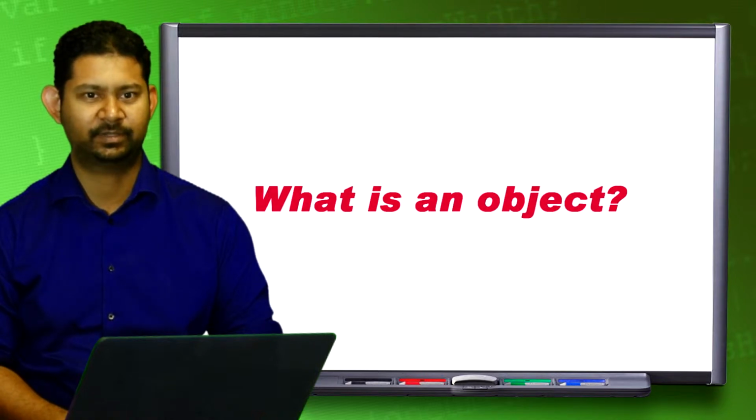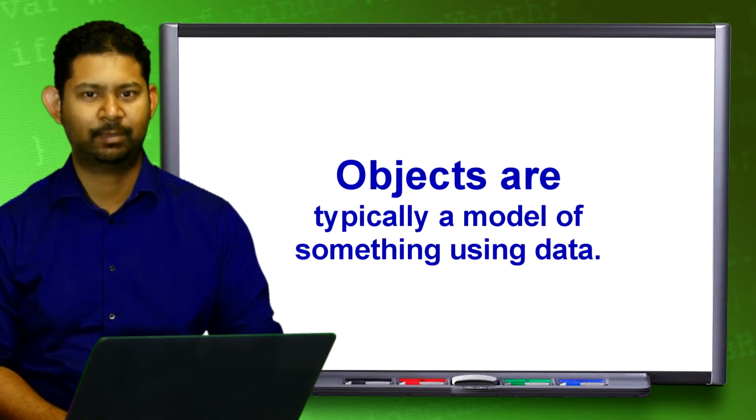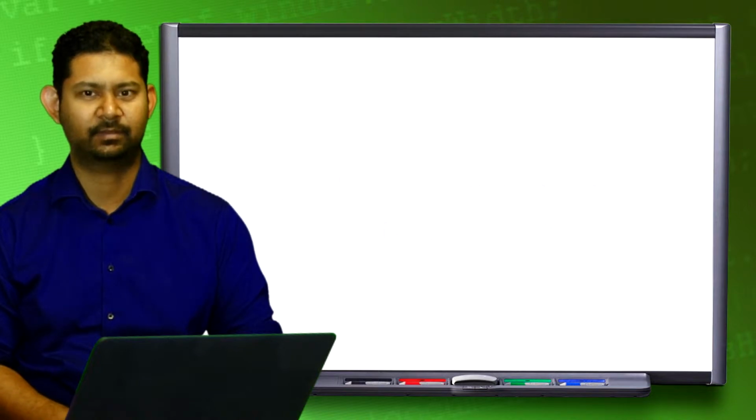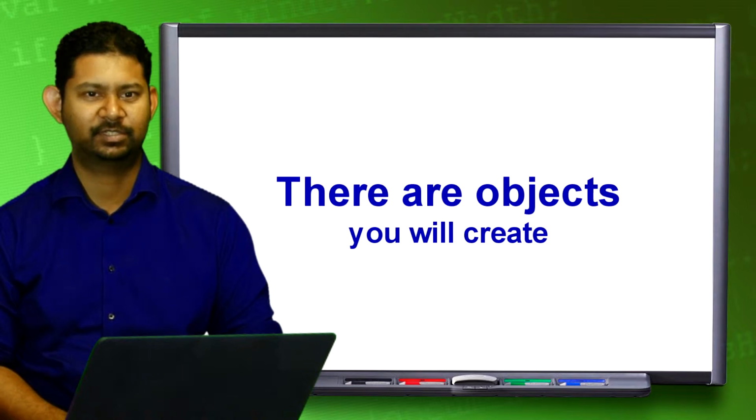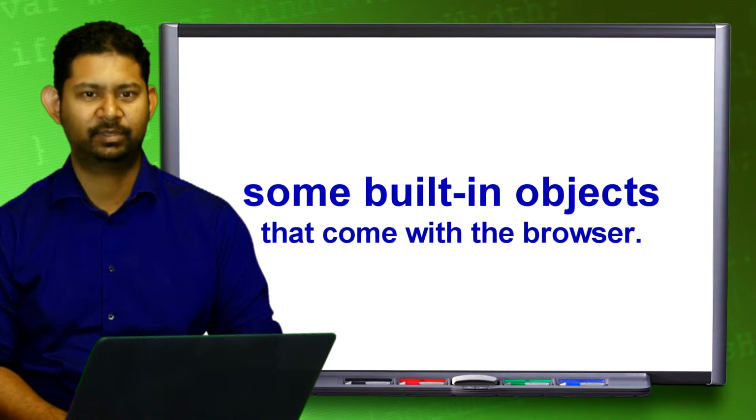What is an object? Objects are typically a model of something using data. Objects can have properties and methods. There are objects you will create, and there are also some built-in objects that come with the browser.